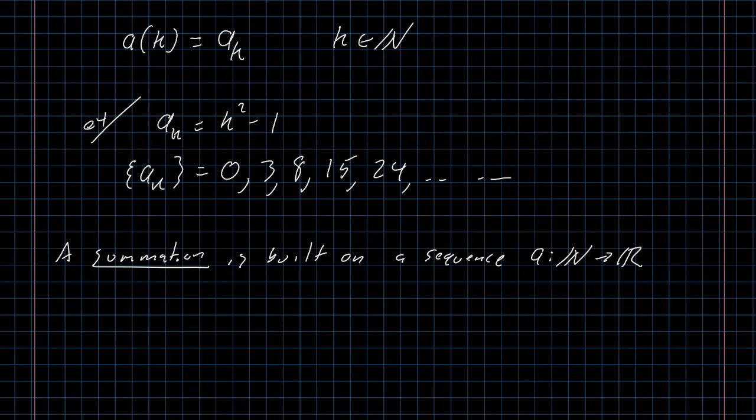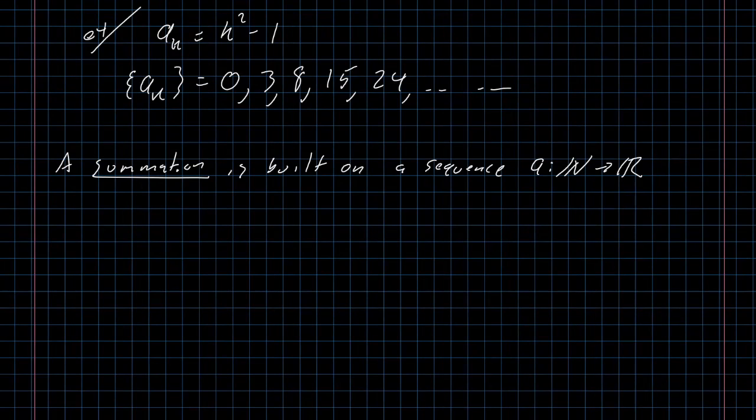All right, a summation is built on a sequence. For some sequence a, mapping from the natural numbers to the real numbers, we're going to define sigma a_k. And we're going to put down here k equals 1, and we're going to put up here n. And we needed to have that n itself be a natural number.